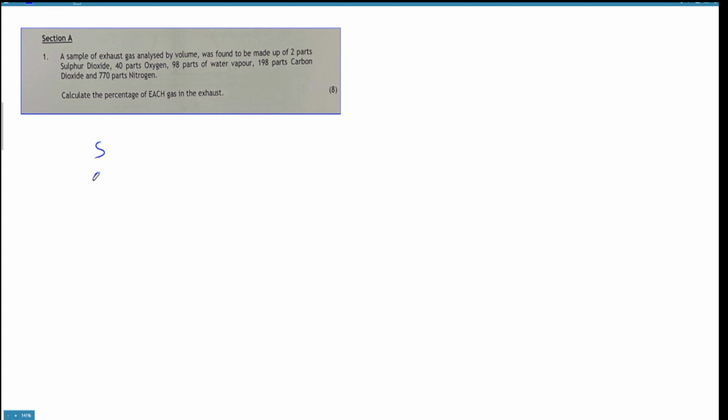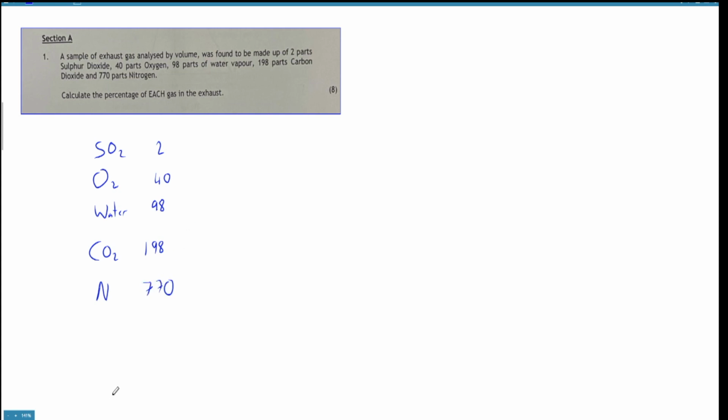Let's get sulfur, oxygen, water vapor, and then carbon dioxide. I can write CO2, O2, SO2, sulfur dioxide. Don't need to write all those, but might as well. Nitrogen is N2, but we can just leave it as N. It doesn't really matter. We only care about the parts. Let's label all the parts. We've got 2 parts sulfur dioxide, 40 parts oxygen, 98 parts water, 198 parts carbon, and 770 nitrogen.